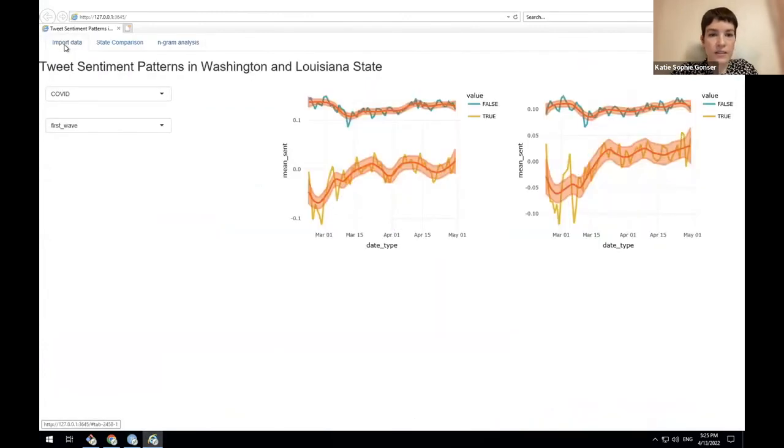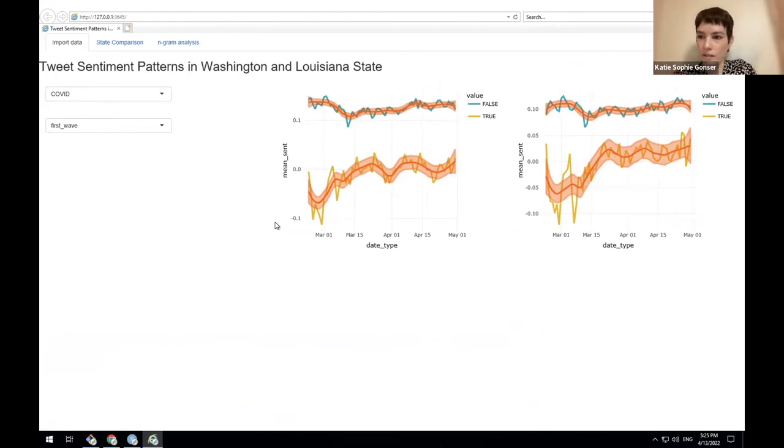The first tab here, we still need to add titles and clean it up a bit, but this is for Washington and this is for Louisiana. And you can see here, you can choose the indicators. First here we have COVID. So COVID related content is in orange here, and non-COVID related content is here. And this is looking at sentiment patterns for both types of content. And sentiment goes from -1, which is negative sentiment, to +1, which is positive sentiment.